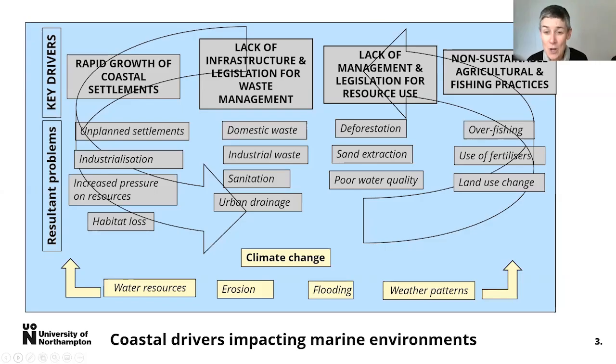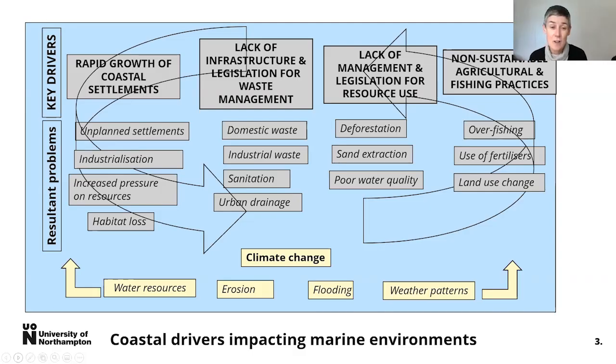So rapid growth of coastal settlements, really key. Much of that growth is unplanned, and it doesn't just include communities and settlements. Industrialization. This places increased pressure on resources and habitat loss. There's a lack of infrastructure through these unplanned settlements, and then a lack of legislation that really works, that can be enacted. That's largely due to poor resources being able to enact that legislation. So that's around all aspects of waste, domestic waste, industrial waste, sanitation, and drainage.